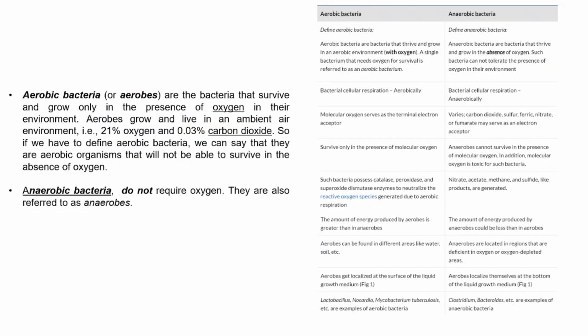So what are aerobic bacteria? Aerobic bacteria, it's very self-explanatory: there's air in it. Aerobic bacteria are the bacteria that survive and grow only in the presence of oxygen in the environment. So aerobes grow and live in an ambient air environment, 21% oxygen, the normal air that we have. If we have to define aerobic bacteria, we can say that they are organisms that will not be able to survive in the absence of oxygen.